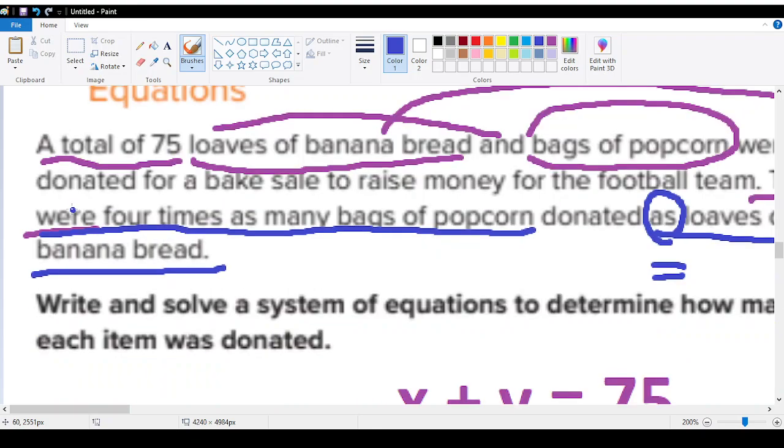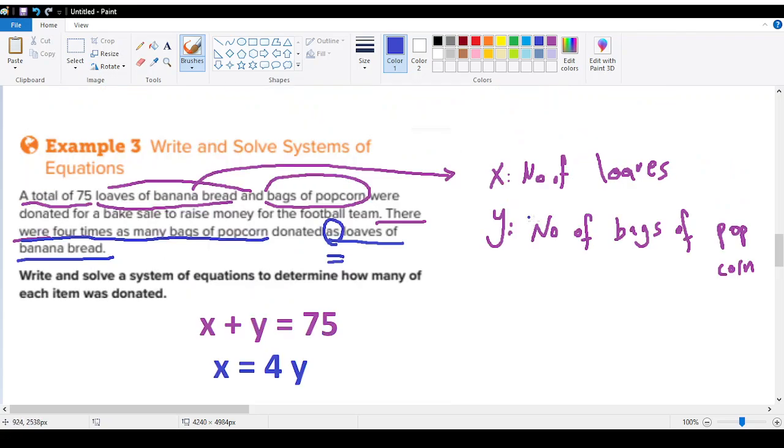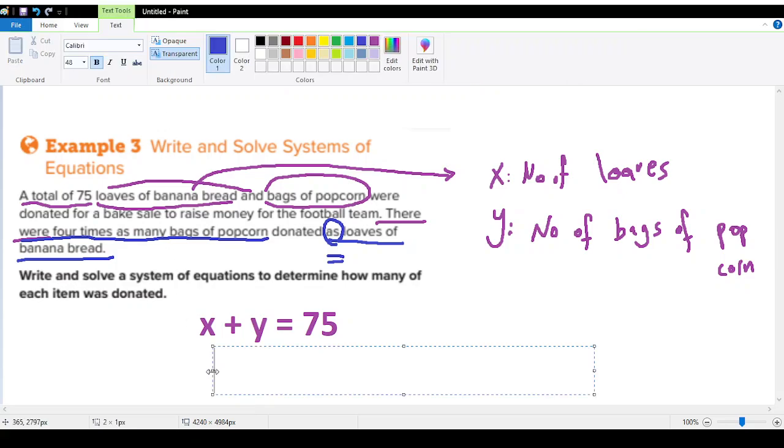Now look at what he wrote. There were four times as many bags of popcorn. So what are the bags of popcorn? We said it's y, right? So we will say 4y. Why didn't we put 4y equals x?